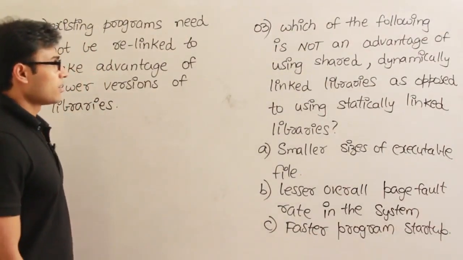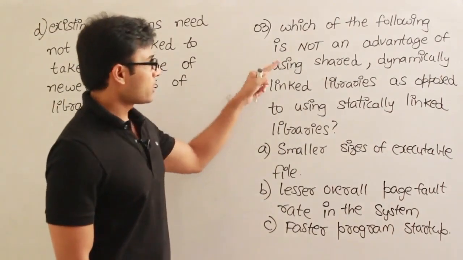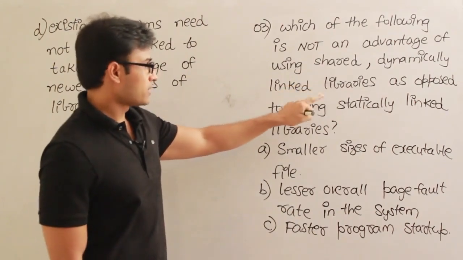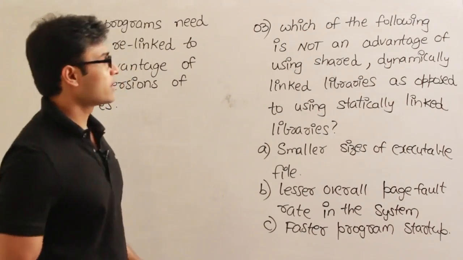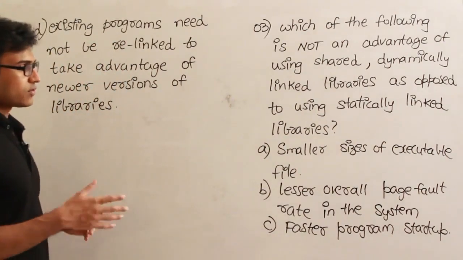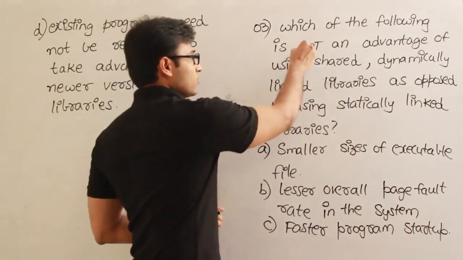Watch it. This is asked in GATE 2003. The question is, which of the following is not an advantage of using shared dynamic linked libraries as opposed to using statically linked libraries? So they are saying that if we use dynamic libraries, which one is not the advantage? If you have to note one thing here, they are clearly saying not an advantage.